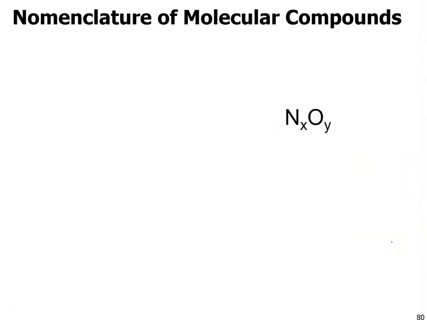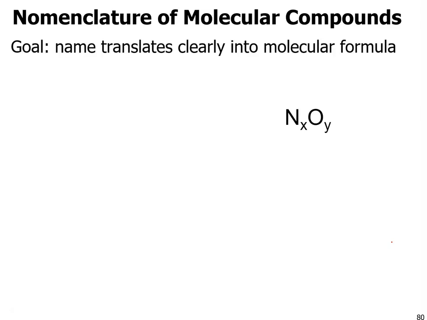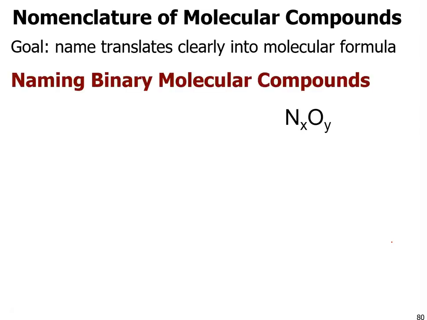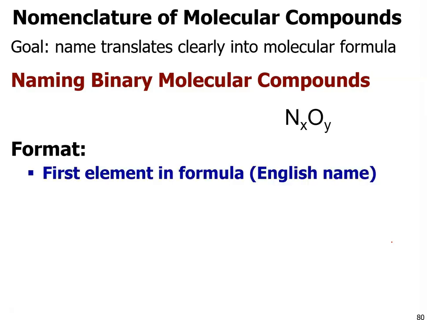So for the simple binary molecular compounds, first we want to know which elements are present and how many of each of them there are. So again, we want to translate this name clearly into a molecular formula. We want to be able to name something, and then someone can hear that name and say, oh, these are the types of atoms in there, and this is how many of each of those atoms are in there.